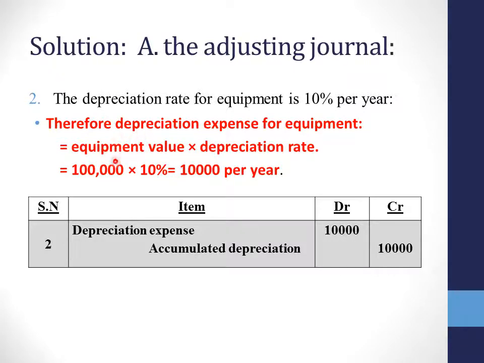We get the value of equipment from the given trial balance, which is equal to 100,000, and multiply it by 10 divided by 100, 10%. The depreciation expense will be equal to 10,000 per year, and we make this adjusting entry. Depreciation expense in the debit for 10,000, accumulated depreciation in the credit for 10,000. The depreciation expense will appear in the income statement, and accumulated depreciation will be deducted from the equipment in the balance sheet as we're gonna see later on.